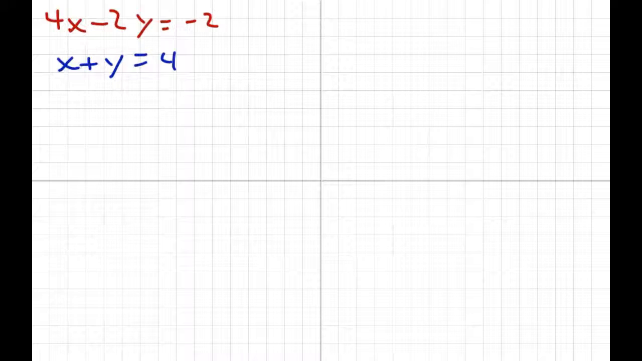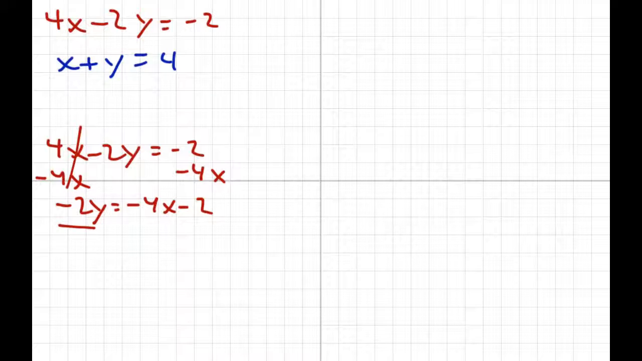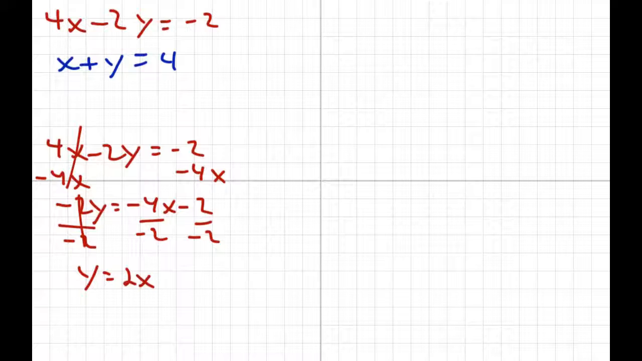So let's go to this 4x minus 2y equals negative 2. I want to get that into slope-intercept form, so I'm going to subtract 4x on both sides. Negative 2y equals negative 4x minus 2. Divide by negative 2. Everything gets divided. Negative 4x divided by negative 2 is positive 2x. And then this could be thought of as plus and negative. And then we get negative 2 divided by negative 2 is 1. So y equals 2x plus 1.